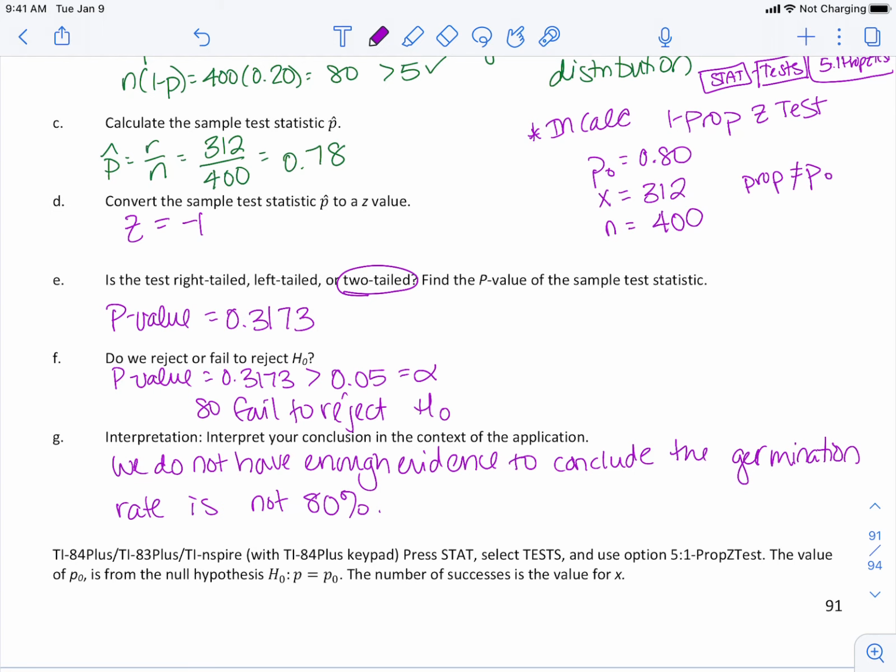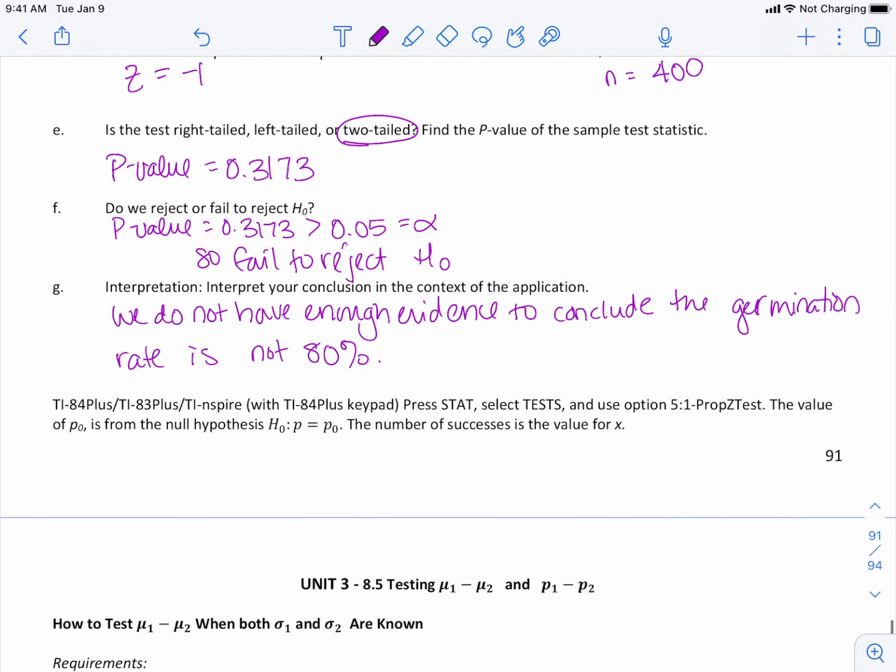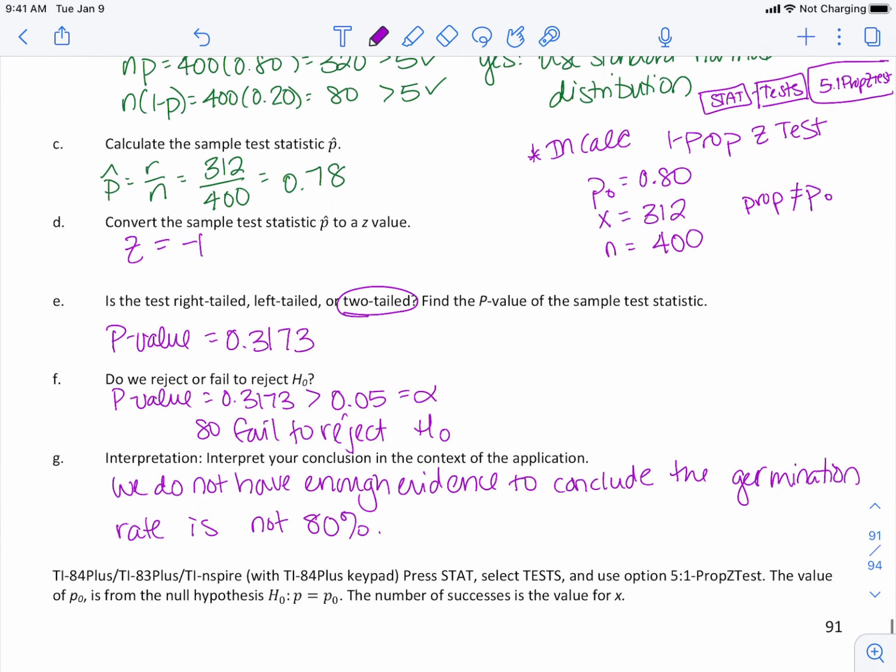This is just a reminder here of where the test is located again for you. We are not going to do 8.5. This is actually the end of our notes for the semester. So that's all I have for you.